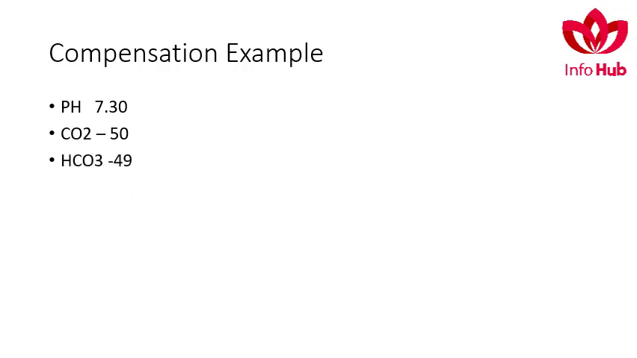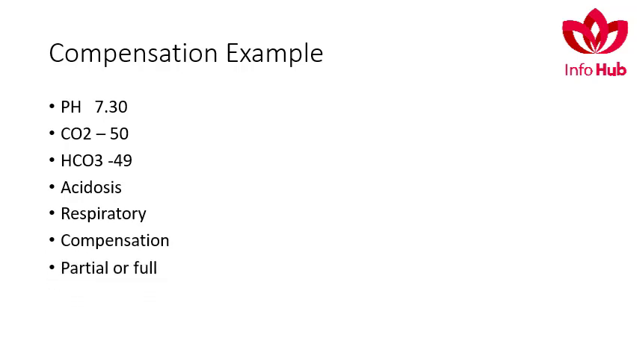Now HCO3 is also increased, but it's not a metabolic alkalosis because the pH is in the direction of acid. So compensation has occurred through HCO3. That's why this HCO3 is increased. So both CO2 and HCO3 are rising in the same direction. So it is acidosis, it is respiratory acidosis, and compensation has occurred.